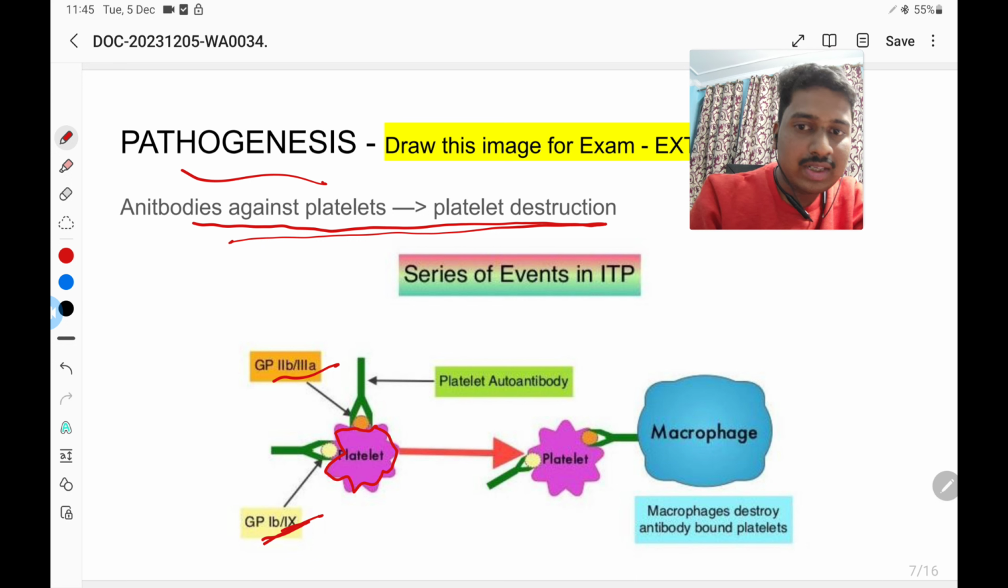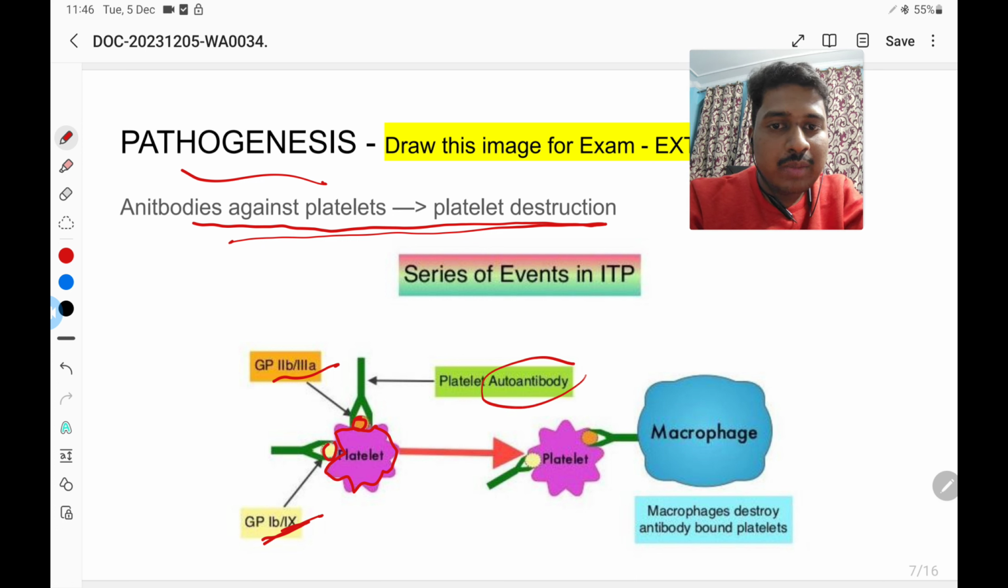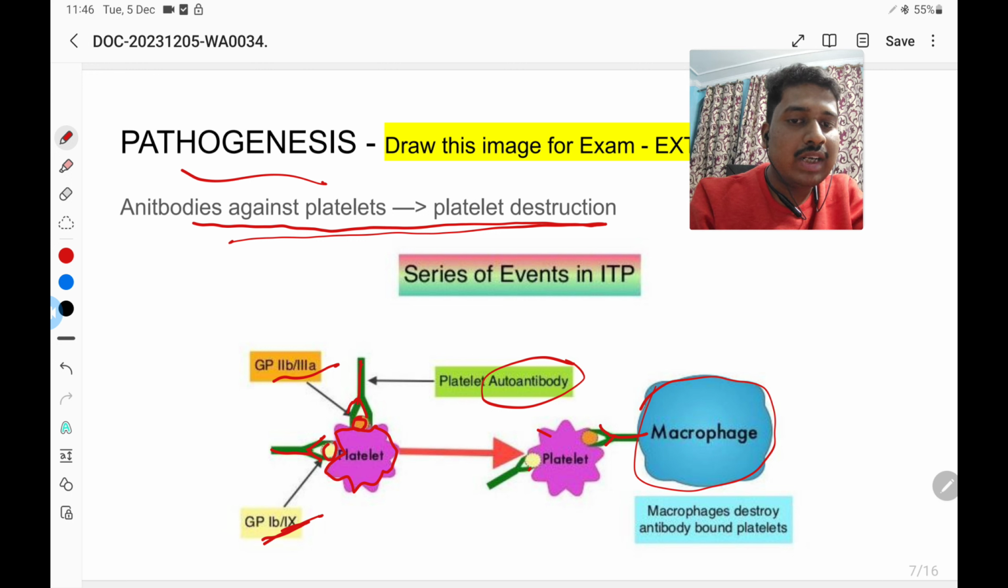So draw a small platelet and draw two receptors on that. Now there will be autoantibodies in the body which will be produced against these platelet receptors. So you will have to draw this IgG. This IgG structure is what causes opsonization of the platelet, and then it will be phagocytized by the macrophage, leading to destruction of platelet and then leading to thrombocytopenia.